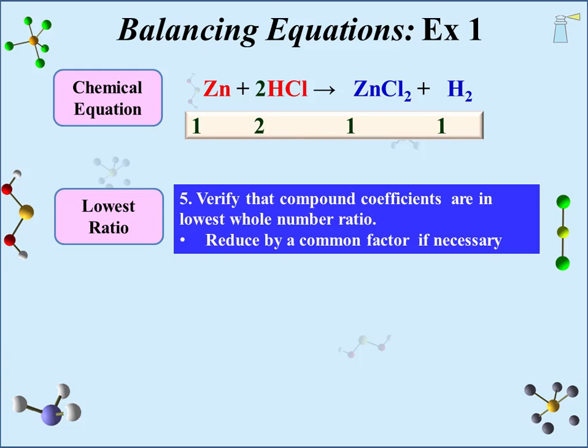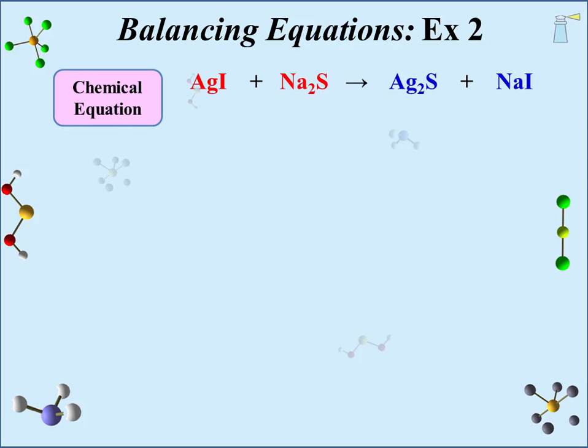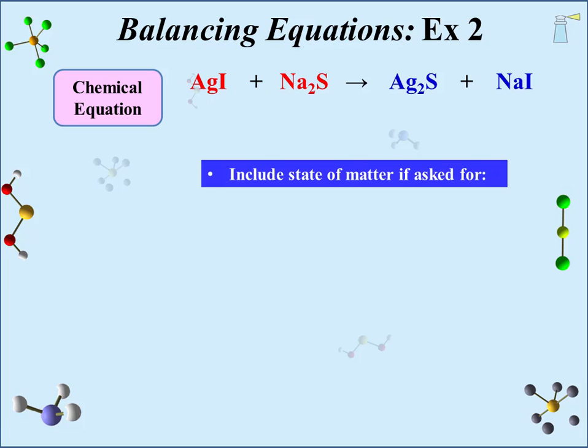One down. The next example has the equation silver 1 iodide plus sodium sulfide produces silver 1 sulfide plus sodium iodide. In the types of chemical reactions lecture, this reaction would be classified as a double replacement. This time we will act as if there was a requirement to put the states of matter. At this point in their study of chemistry, most students are not asked to know all the states of matter for all compounds.